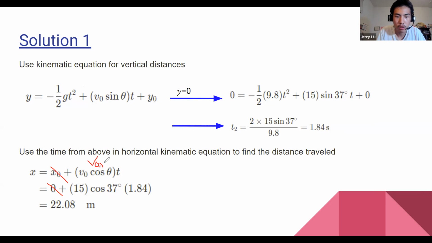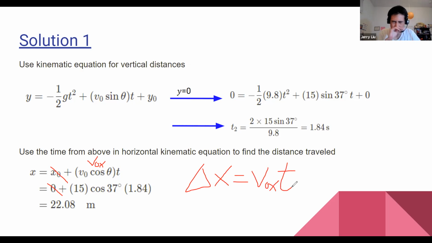We can just say that this is going to be V0x times t. One of the formulas you can try to remember is that the displacement in the x component, given the constant x velocity, will always be equal to the initial velocity in the x component times t. We went over this, but it's a very important equation for two-dimensional motion, and it's good to jot that down in your notes. Either way, we come up with 15 times cosine of 37 times our time, which is 1.84. This is about 22.08 meters. So that's part A and B. We have A being about 1.84 and B being about 22.08. Is everyone clear on that?